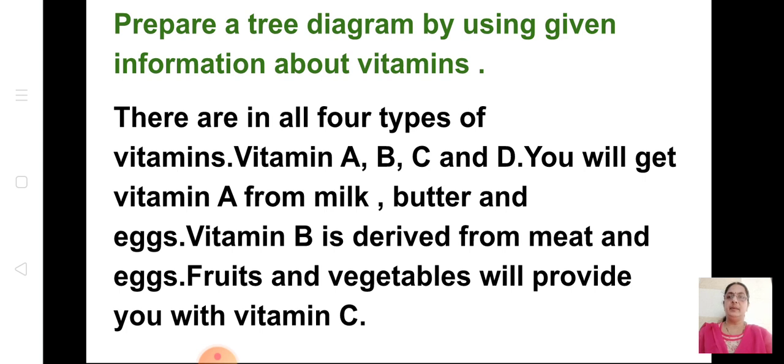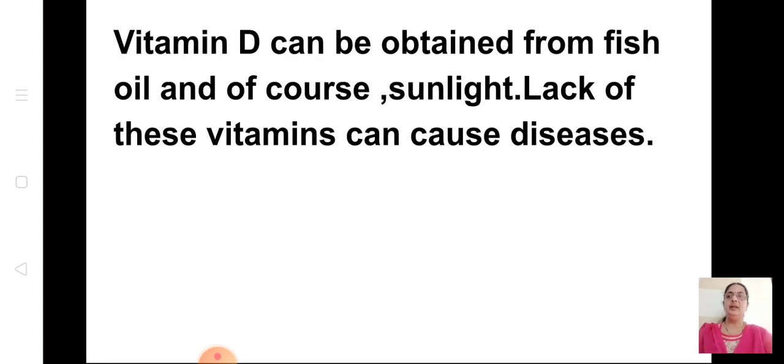You will get vitamin A from milk, butter and eggs. Vitamin B is derived from meat and eggs. Fruits and vegetables will provide you with vitamin C. Vitamin D can be obtained from fish oil and of course sunlight. Lack of these vitamins can cause diseases. Twice you will thoroughly read the paragraph.